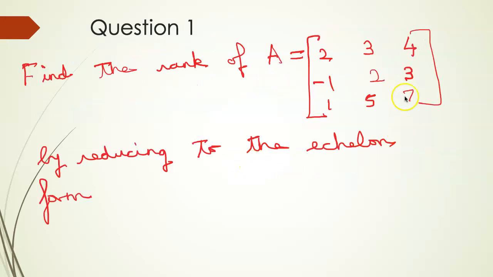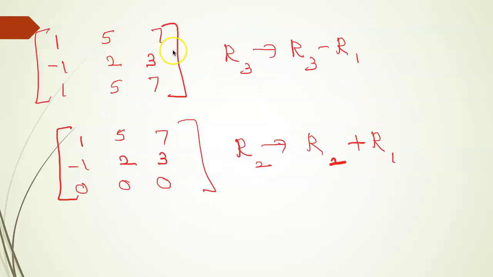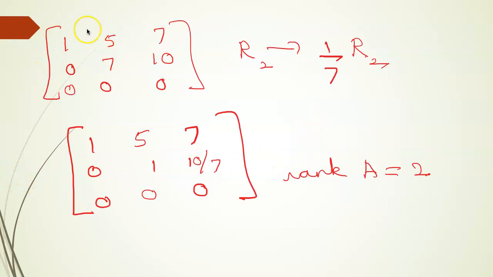So coming to problems, find the rank of this matrix by reducing to the echelon form. We try to make the entry in the first row, first column 1. So we do that by R1 plus R2. So you get 1, 5, 7 in the first row. Now if I do R3 minus R1, the third row becomes 0. And now if I do R2 plus R1, I get a 0 here. So you get this matrix with 0, 7, 10 in the second row.